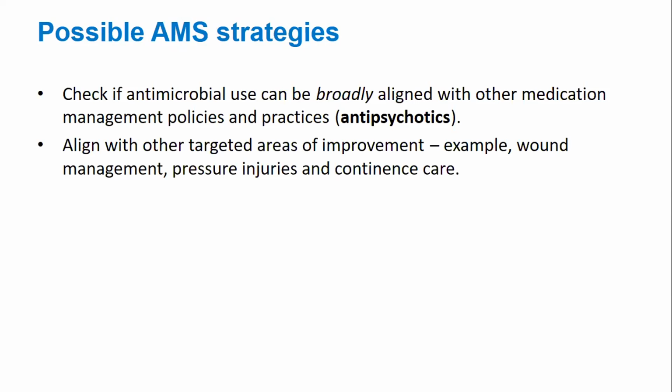Another thought I had was that maybe our AMS strategies could align with other targeted areas of improvement. For example, wound management, pressure injuries and continence care, all emphasised again throughout the publications. We know, for example, that antimicrobial use, antibiotic use around wound management, pressure areas and continence care is not always appropriate. Another thought I had was that maybe we could look to set some AMS performance targets as recommended in the ROSA publication.